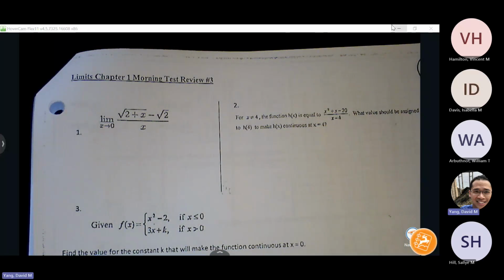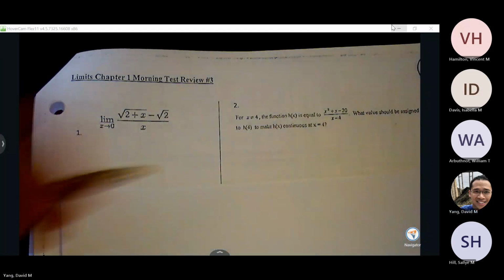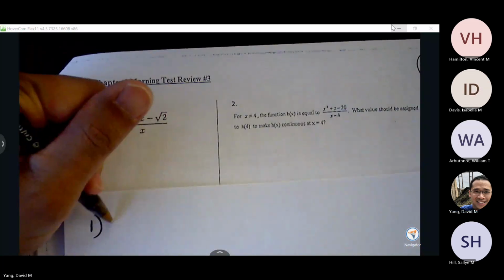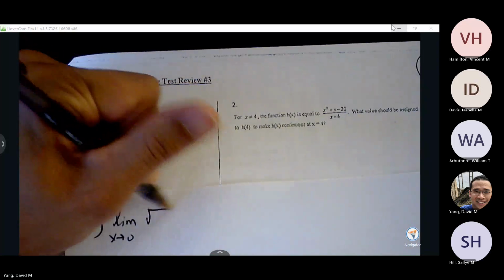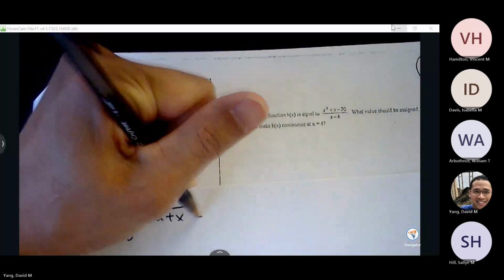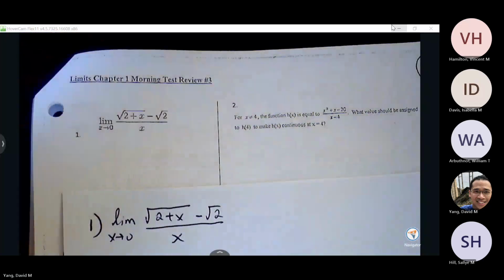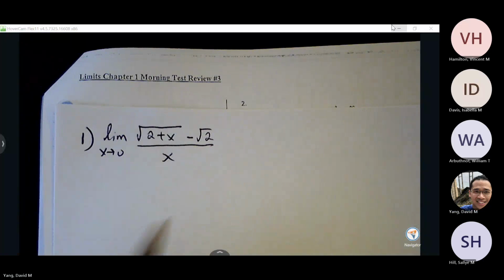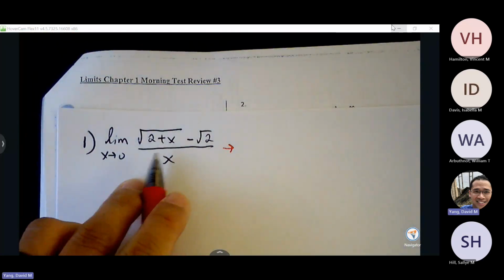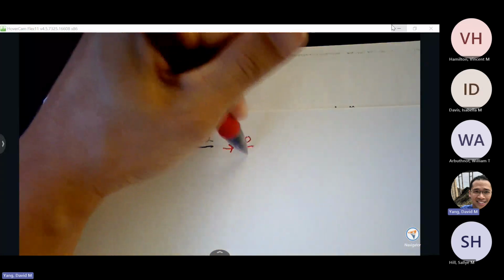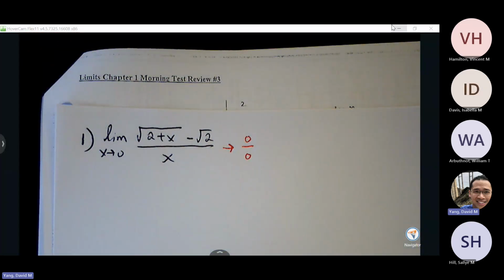Okay, so number one, limit as x approaches 0, root 2 plus x minus root 2 over x. Okay, first things first, direct substitution. So I'll go ahead and show you that step here. Plug in 0 for x, we get root 2 minus root 2, which is 0 over 0. We know there's a hole, but the limit does exist. We have to continue working. We can't leave our answer in this form.